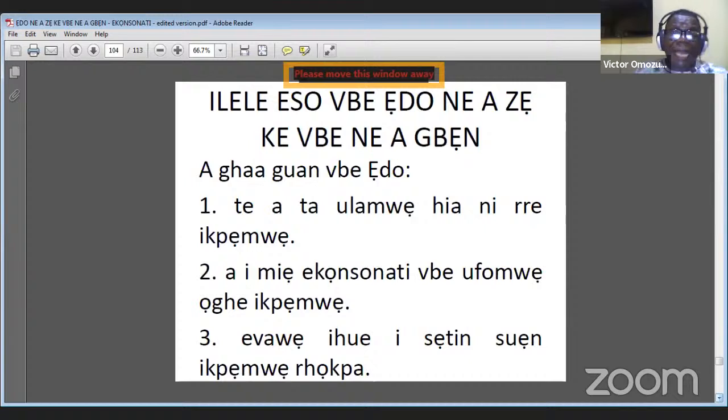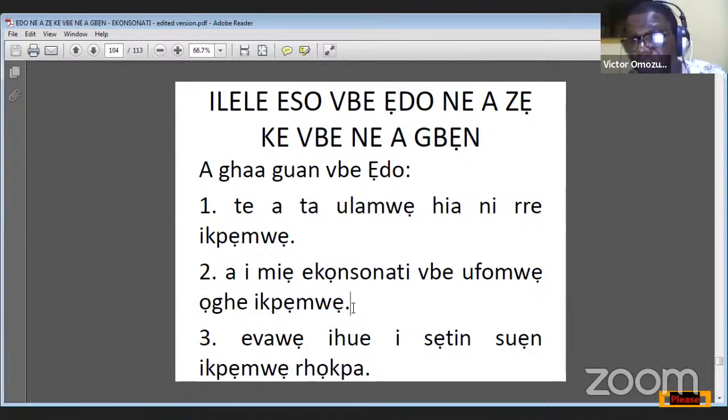That's the first rule. In Edo, every sound is pronounced. Two, there is no consonant at the end of any Edo word. No consonant.